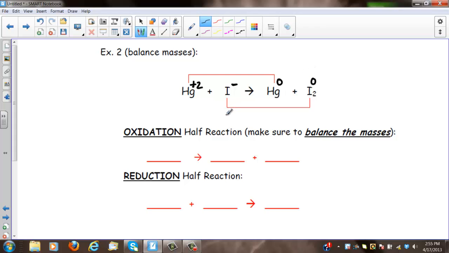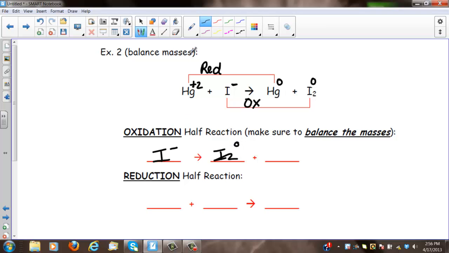So let's see what's going on here. We have a positive 2 going to 0. I'm becoming more negative, so I must have gained electrons, and this is reduction. I have I minus going to I0. It's becoming more positive. It must have lost electrons. This is oxidation. I'm going to pull out and write my oxidation half reaction. I'm starting with I minus. I wind up on the other side of the arrow going to I2, 0.